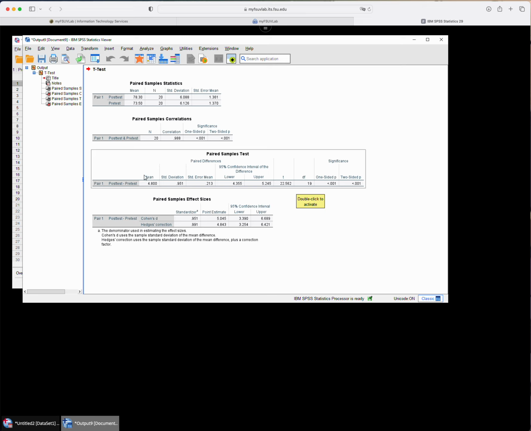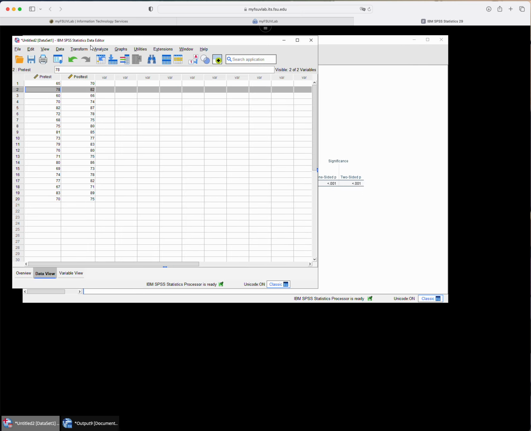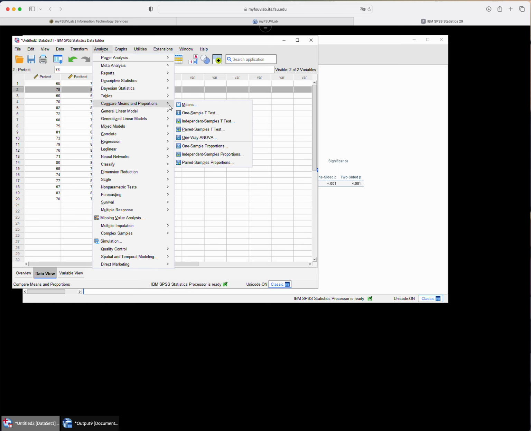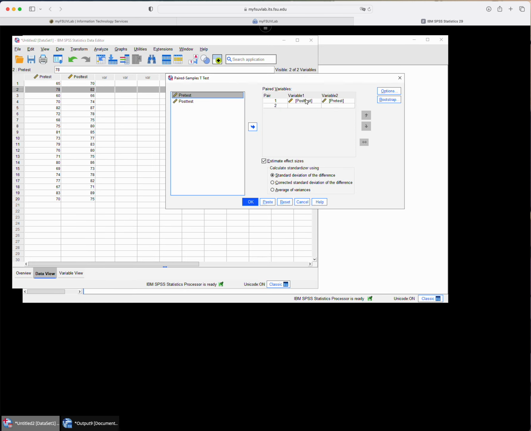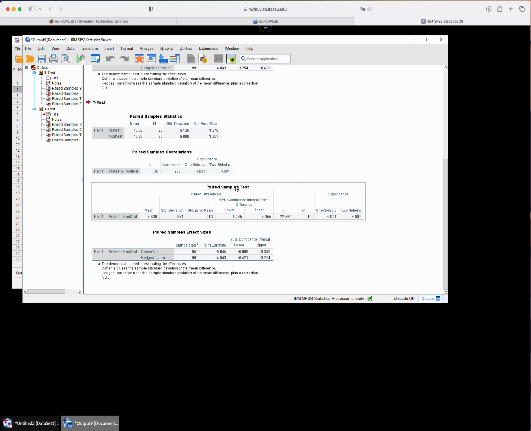Now I will show you, just because it can be confusing, if we were to enter these in a different order and see how this changes. So we know that post-test, pre-test, 4.8 mean difference, significance value, and t-statistic. I'm going to run it again. I'm going to go back here. Analyze, compare means, paired samples t-test. This time, I'm going to take these out. I'm going to put pre-test in there first. So before we had post-test as variable 1. Now we have pre-test as variable 1. I'm going to run it again.